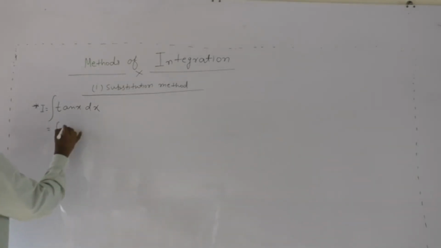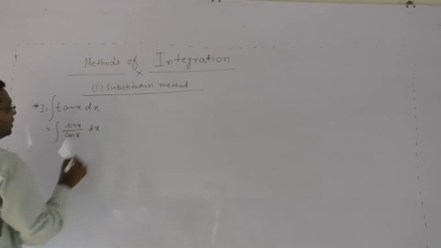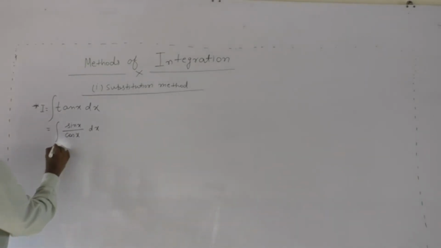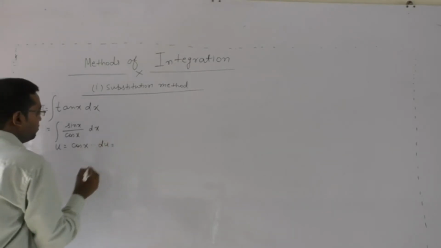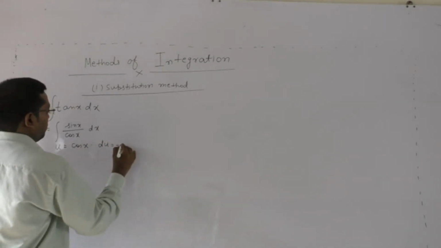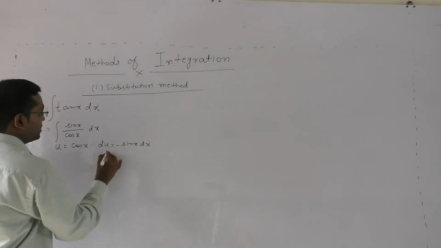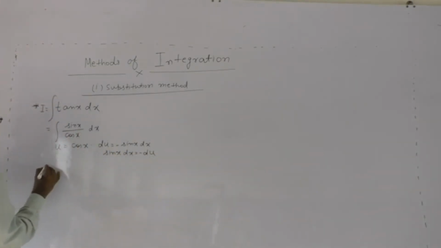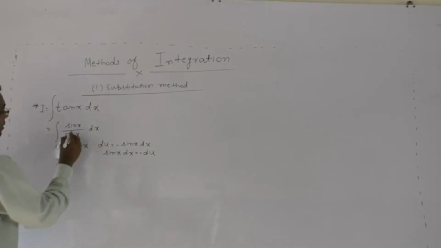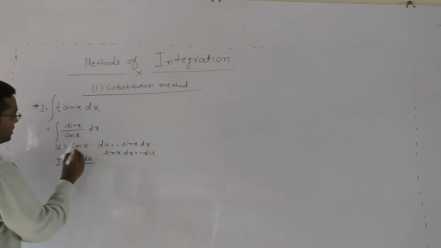We can use here substitution method. This integration can be written, tan is sin x by cos x dx. Here we can assume u equals to cos x, so that differentiating, we will get du equals to minus sin x dx. So from here, what is sin x dx? We will get minus du. So this integration can be written as sin x dx, that is minus du, over cos x, that is u.